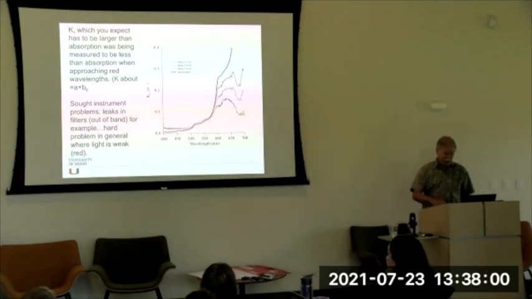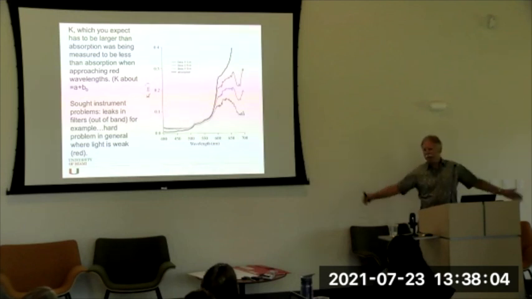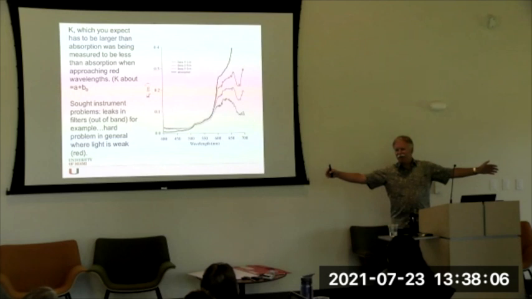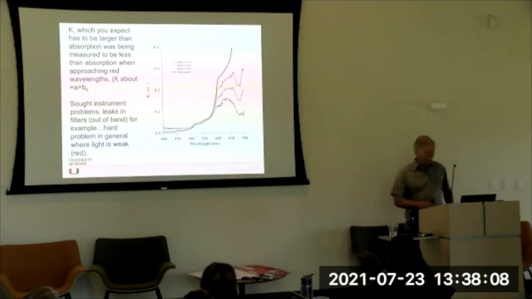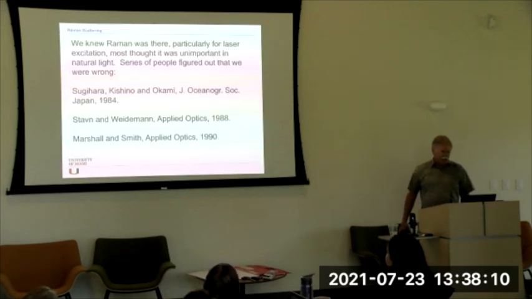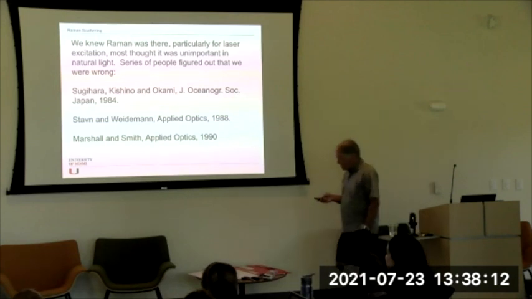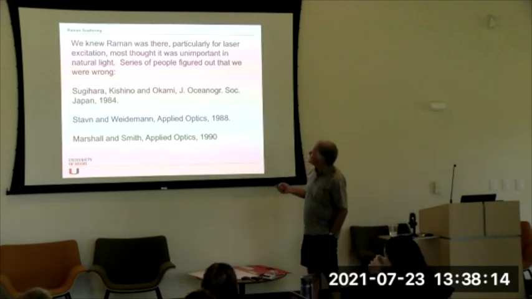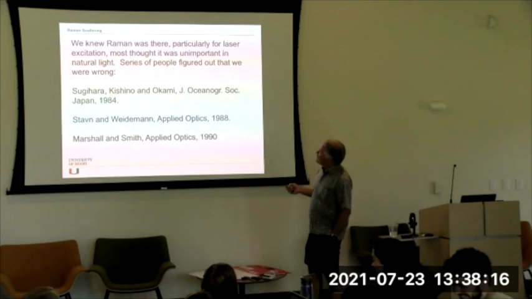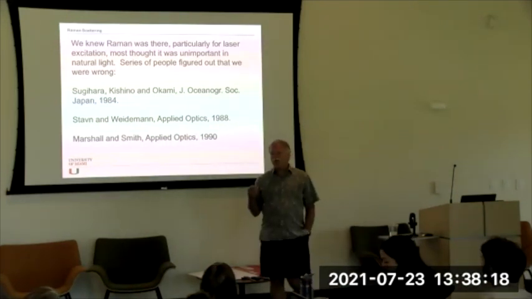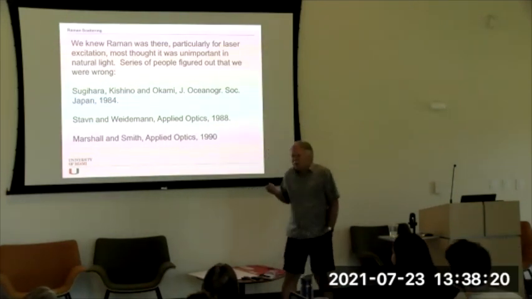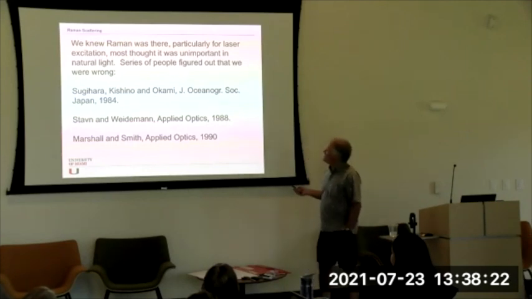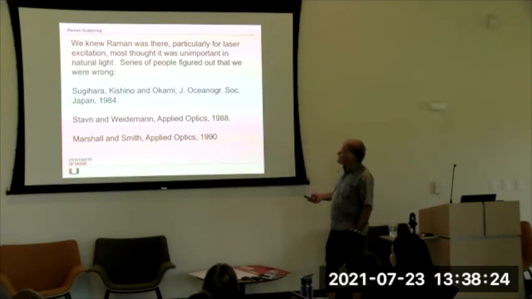I spent weeks out in the parking lot. We had a big water tank in the parking lot. And so I was playing with the instruments in the water tank, trying different things to figure out what was wrong. We knew about Raman, we weren't stupid, exactly. But it was only really thought to be important for laser excitation. How should this be in the natural light field? And then a series of people figured out that we were wrong.